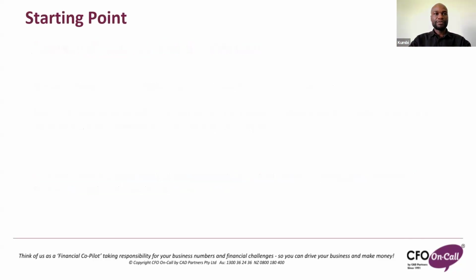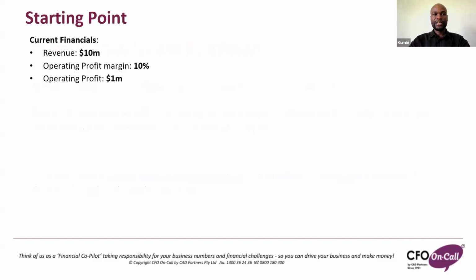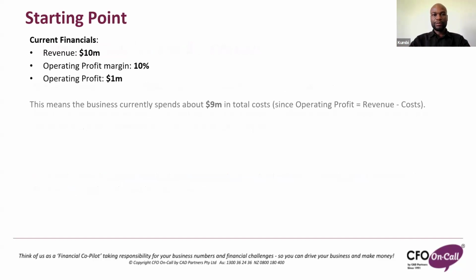So let's go through the financials for where we are, which is our starting point. Currently, 10 million turnover, 10% profit margin, and $1 million operating profit. So in this case, the assumption is the operating profit equals the operating cash flow. So this business is generating $1 million in operating cash flow.